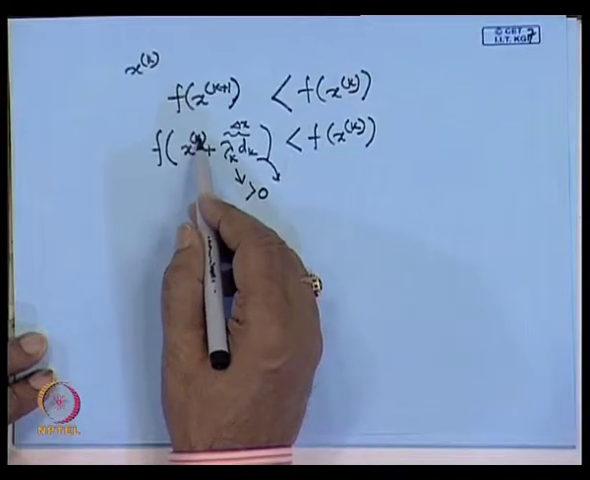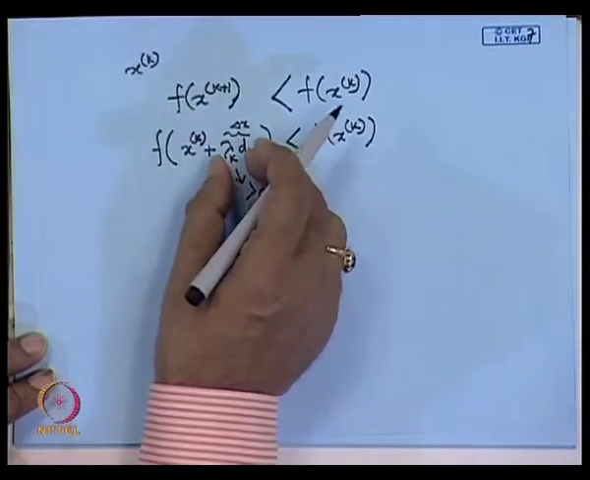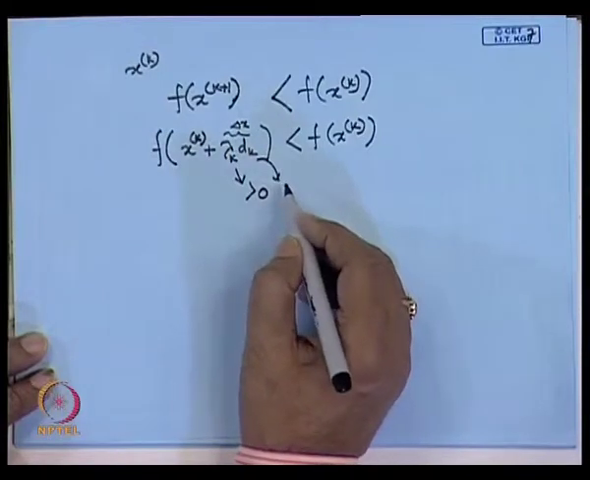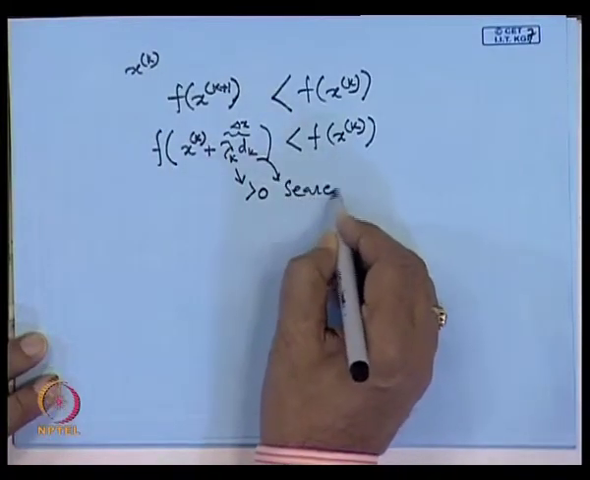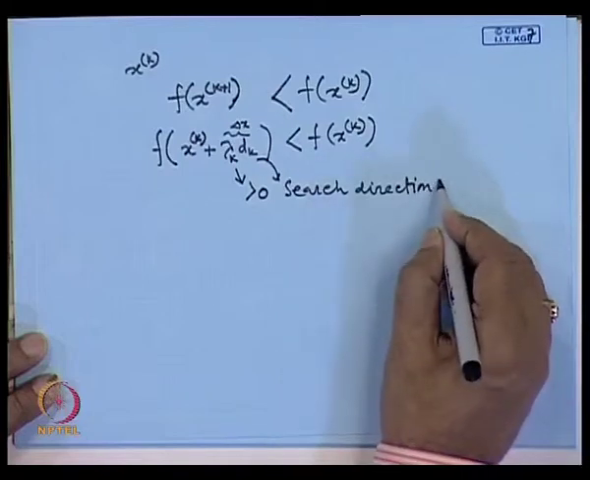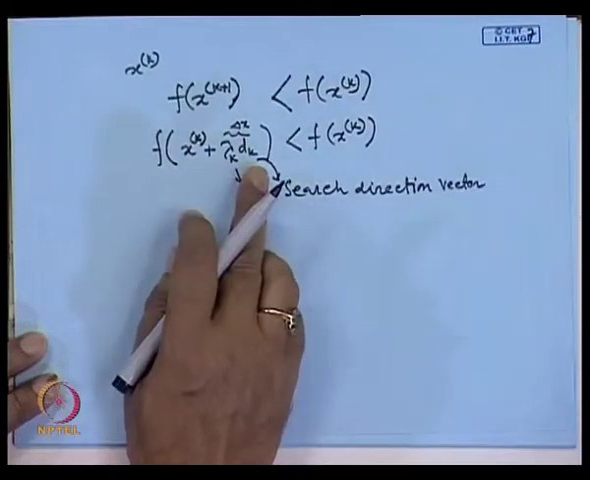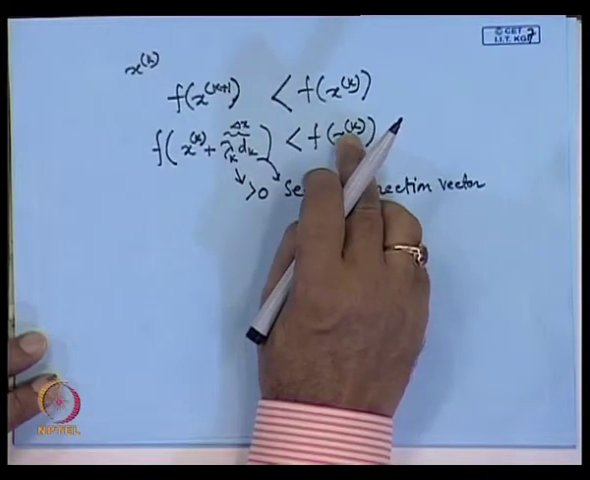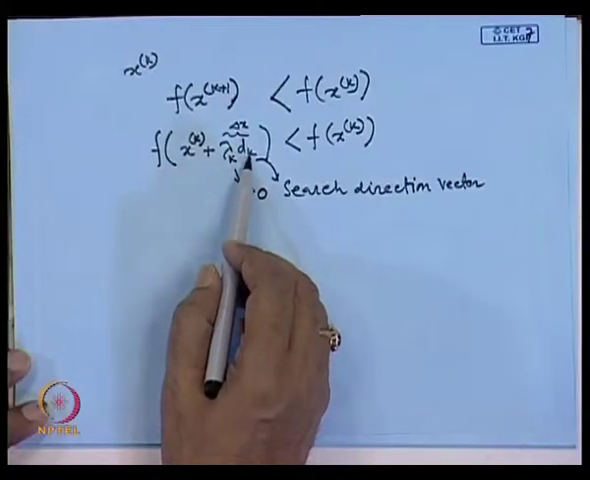f of x superscript k, that decision variable I am adding with another vector, where lambda k is a scalar quantity, dk must be a vector. So, that dk is called the search direction vector. Meaning, from the kth iteration decision variable x k, from there we are moving in such a direction that the function value is decreased at the k plus 1th iteration. The function value should decrease, and we have to move in such a direction, and that direction I denote by dk.